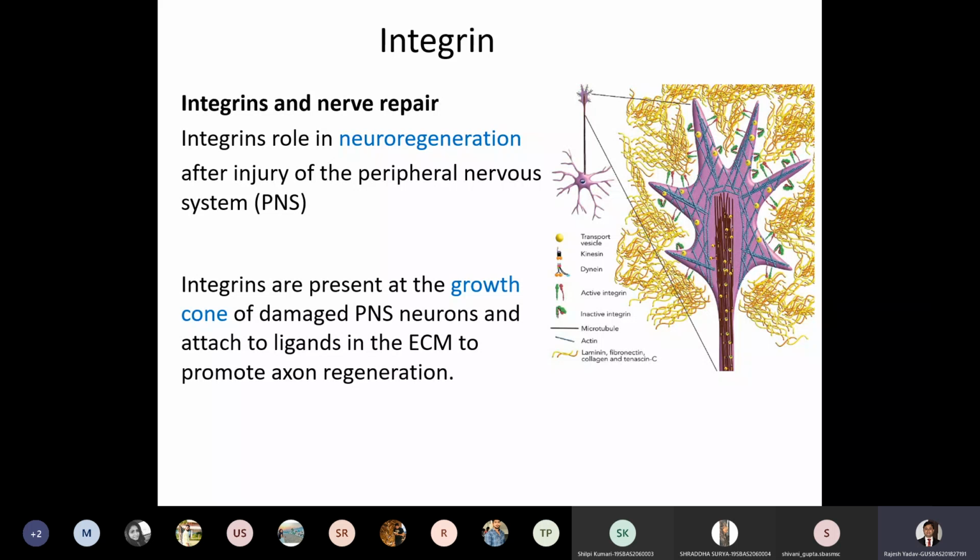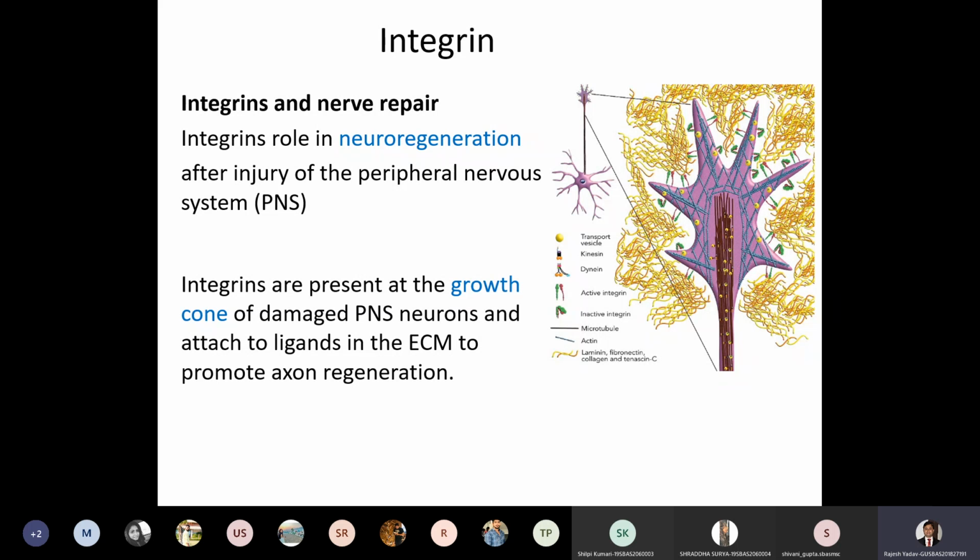Another role is that integrin can cause neuron regeneration. But if you remember from neurophysiology, the neurons will not regenerate. But it is not always true, because we have two types of system. One is the central nervous system and the other is the peripheral nervous system. The central nervous system contains the brain and spinal cord, while the peripheral nervous system is all the neurons throughout the body, apart from the spinal cord.